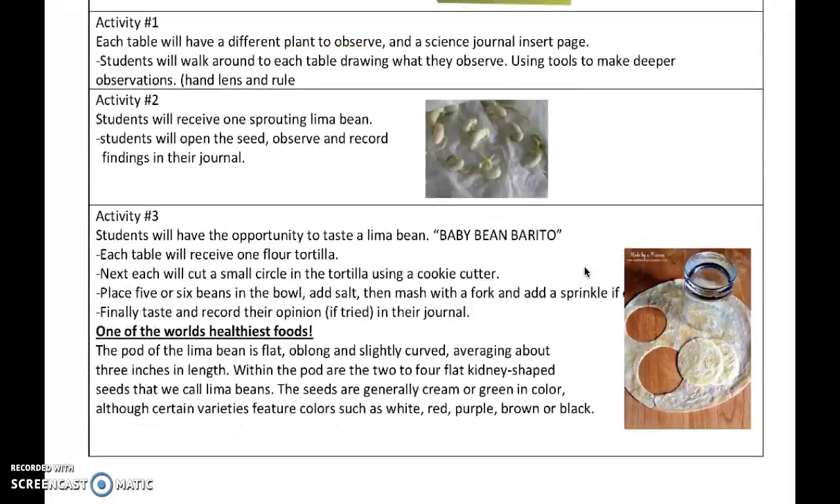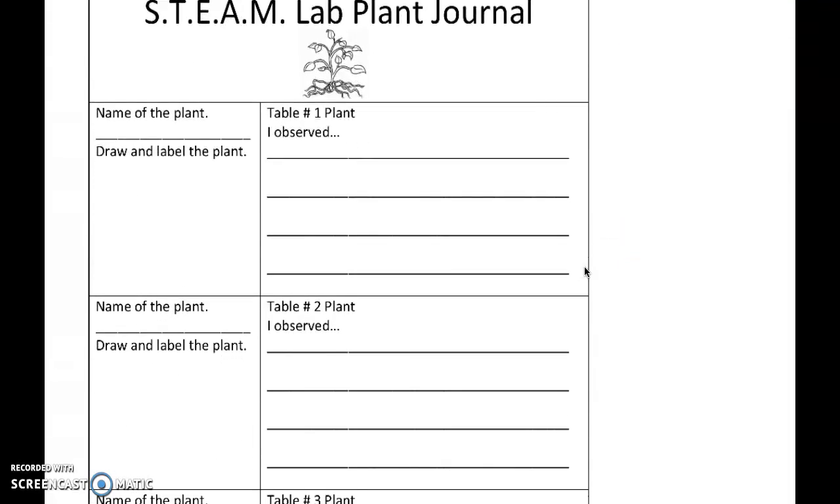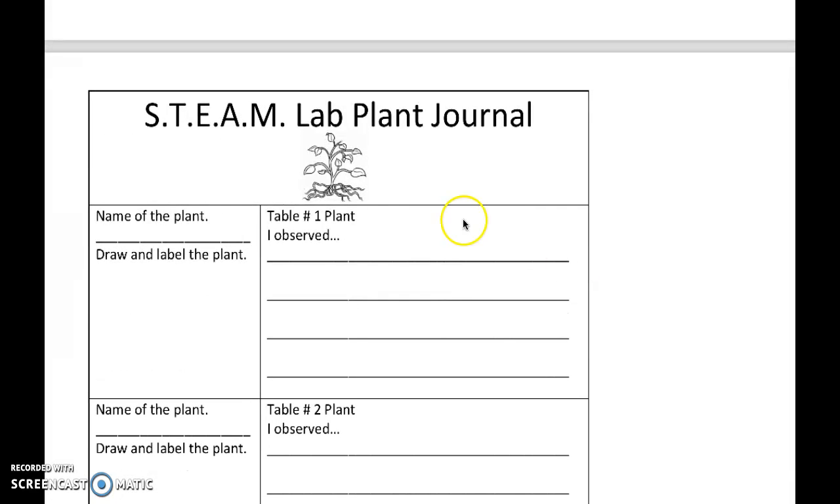The journal, I'm going to go ahead and go to that. It's right here. This can be cut out, and they can place it in their journal. They need to write the name of the plant. So on the table there will be a table number and the name of the plant that's at that table. So they'll go to table number 1, will be the tomato plant. So they'll write tomato, they'll draw what they see, and then write about what they see or what they observe.